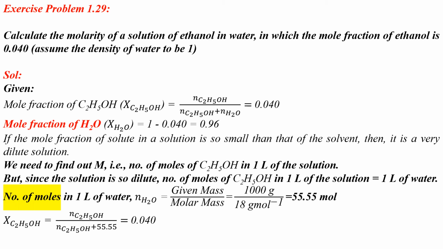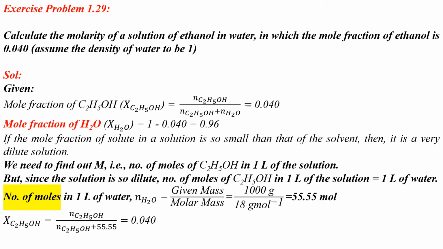Okay, you can write it as X of ethanol. C2H5OH is ethanol. So X ethanol is equal to 0.040. This is given. Now we can find out the mole fraction of water, which is the solvent, by using the formula: mole fraction of water equals 1 minus mole fraction of ethanol. On substituting the value, we get 1 minus 0.040, which is equal to 0.96.